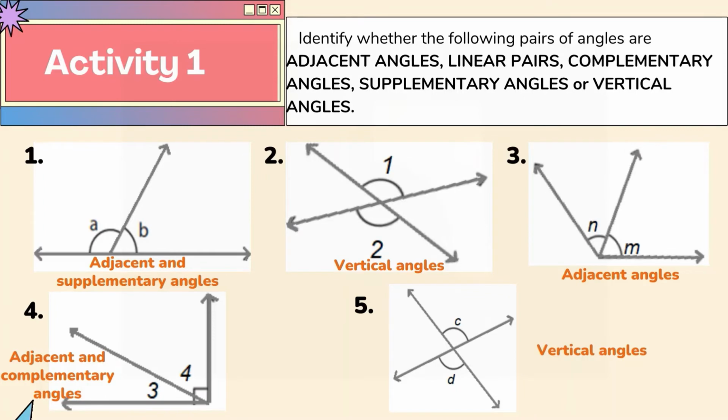Let's check. Number 1, adjacent and supplementary angles. Number 2, vertical angles. Number 3, adjacent angles. Number 4, adjacent and complementary angles. And number 5, vertical angles.